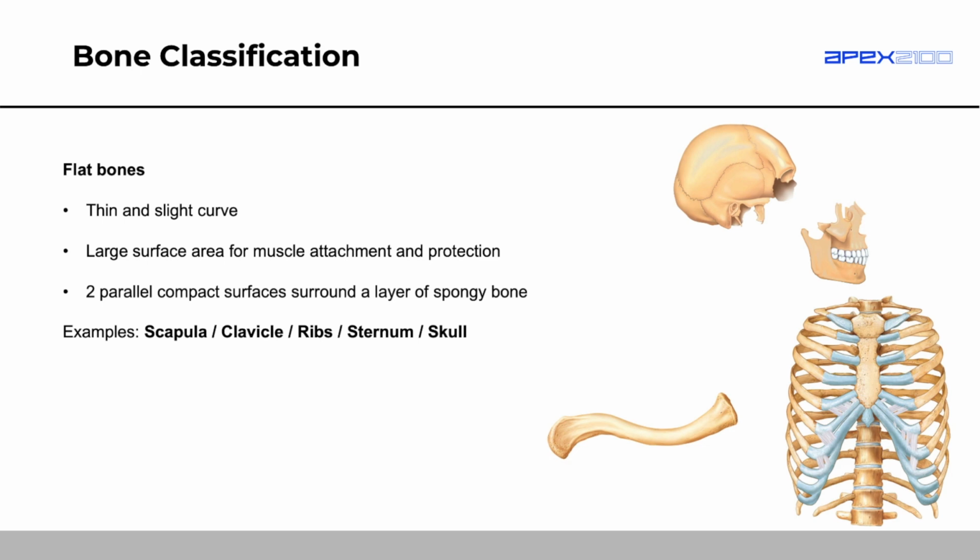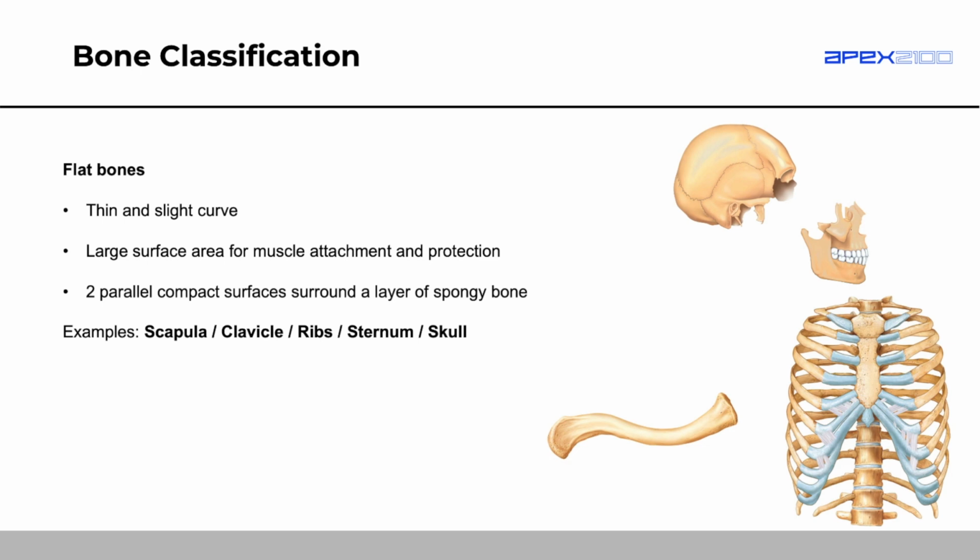They've got a large surface area because a lot of muscles attach to them, or because they're protecting something. For example, the skull is a flat bone protecting the brain, so it's covering the entire surface of the brain. It's made up of 2 parallel compact surfaces, which in the middle we have the layer of the spongy bone. So it's sort of like a sandwich with compact on the outside and spongy on the inside.